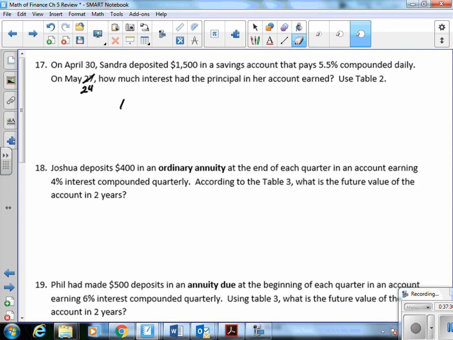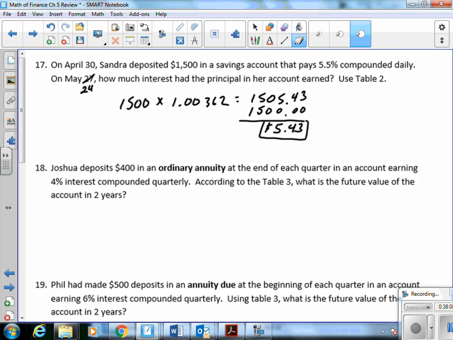So we take the 1,500 times 1.00362. Multiply that across, and we get 1,505.43. We're looking for how much interest she earned, so subtract the 1,500 from that, and we get $5.43 in interest.